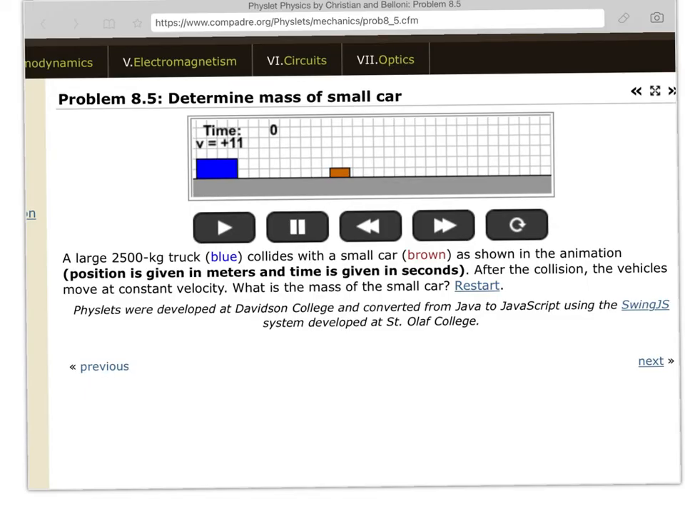Okay, let's watch. Notice we have the time and the velocity. Velocity is constant. Collision happens, velocity changes, and then remains constant. So it's an inelastic collision. The two objects stick together. And by using conservation of momentum, we can find the mass of the car.